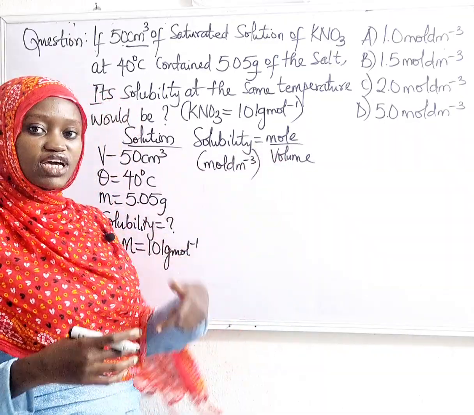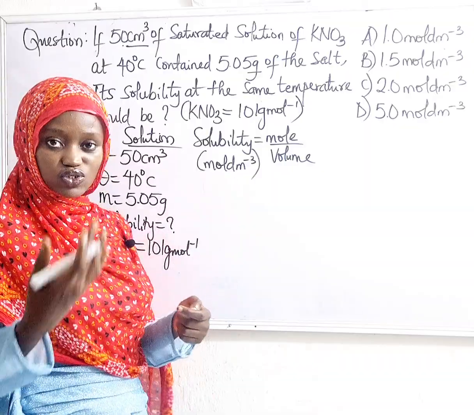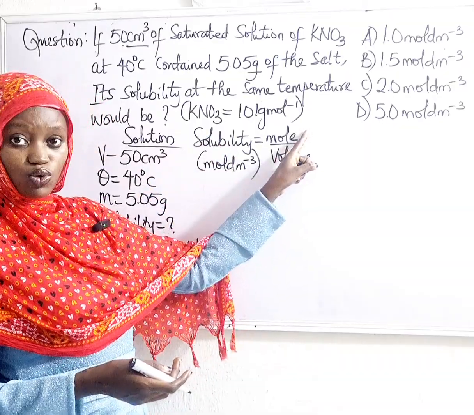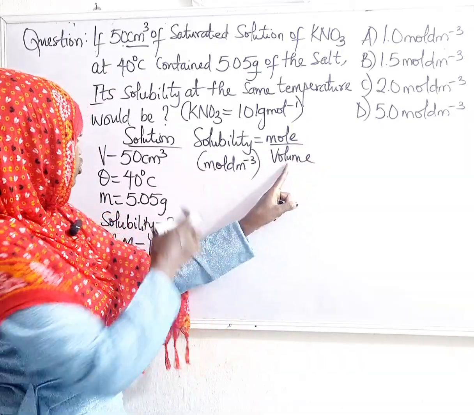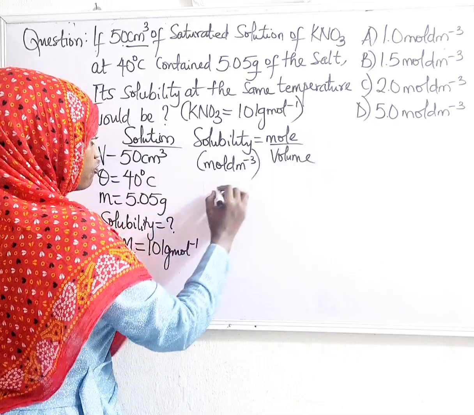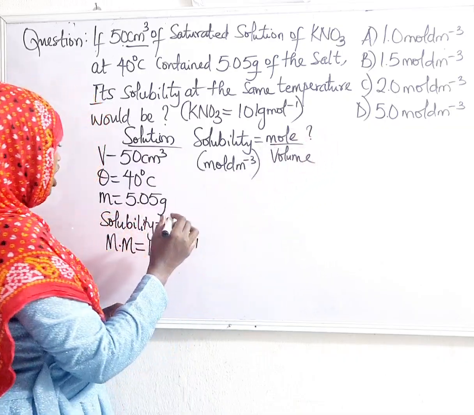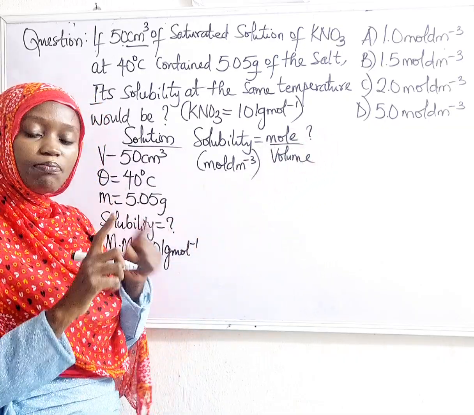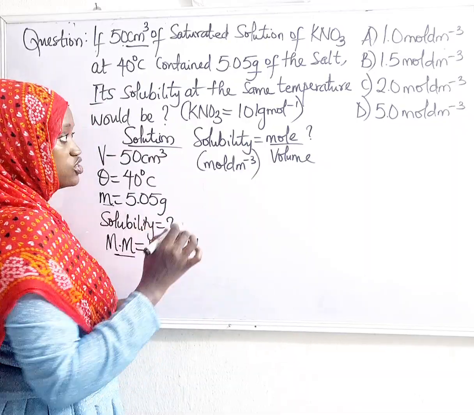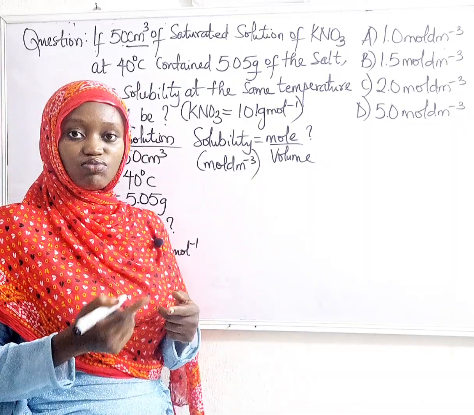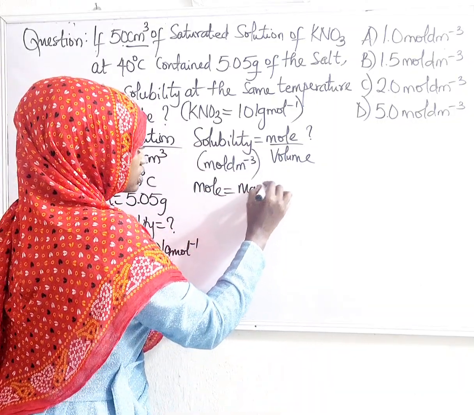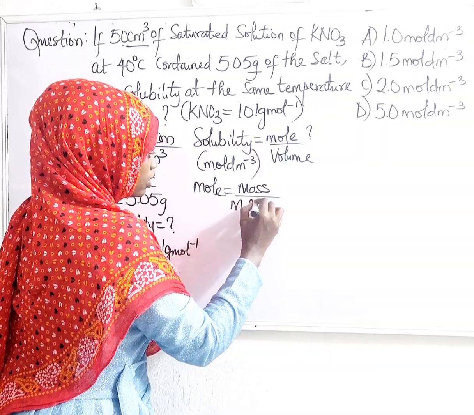So from here, this will tell us what to do next. Looking at the formula for solubility, we do not have the value for the mole, but we have the value for the volume given already. So we have to find the mole. This is the unknown. And we know there's a relationship between mole, mass and molar mass, right? We have the molar mass and we have the mass. The relationship between mole, mass and molar mass is what? Mole equals mass divided by molar mass.